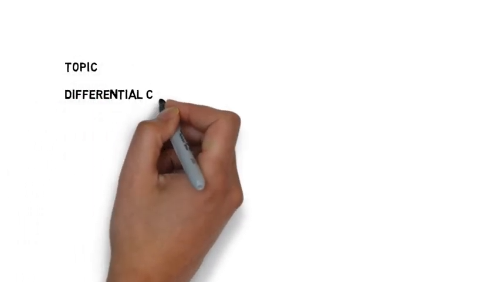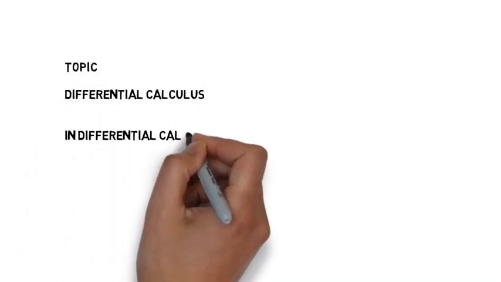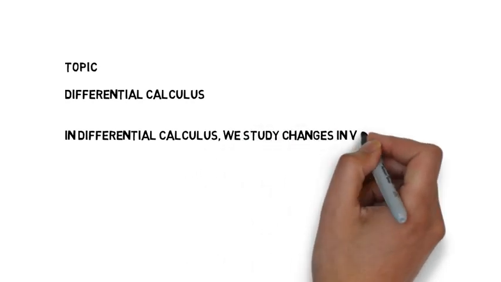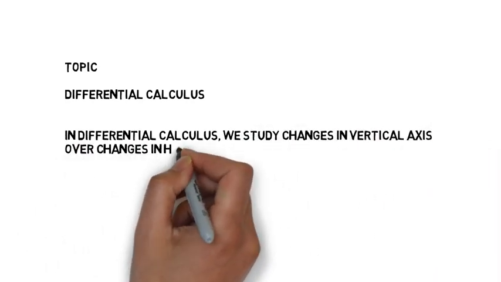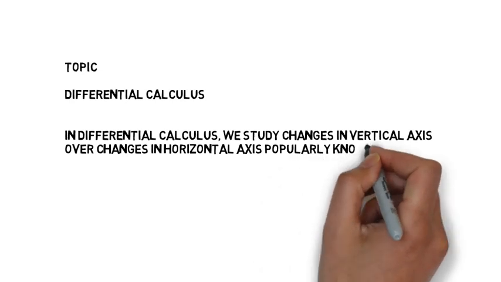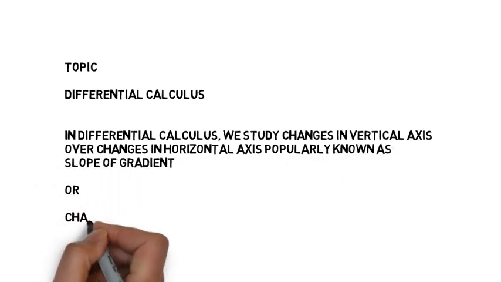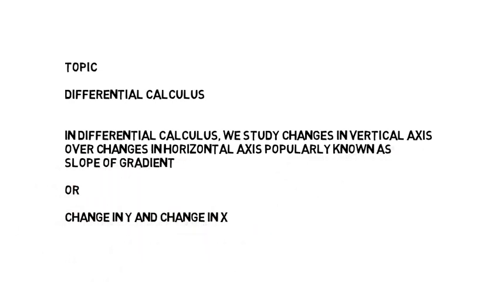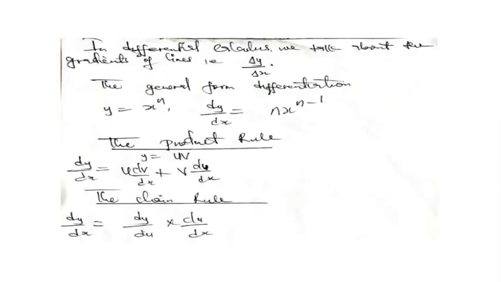Topic: Differential Calculus. In differential calculus, we study the changes in the vertical axis over changes in the horizontal axis, popularly known as the slope or gradient, or change in y over change in x, which is called dy over dx. The general form of differentiation: if y equals x to the power n, then dy over dx will be nx to the power n minus 1.